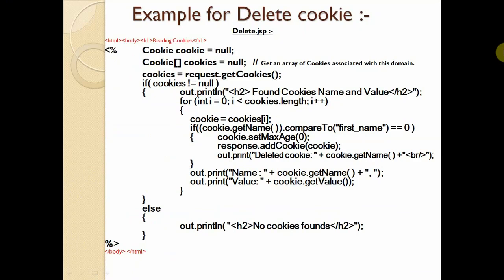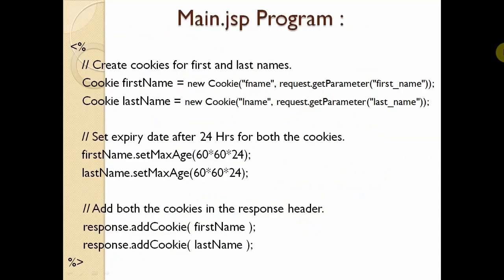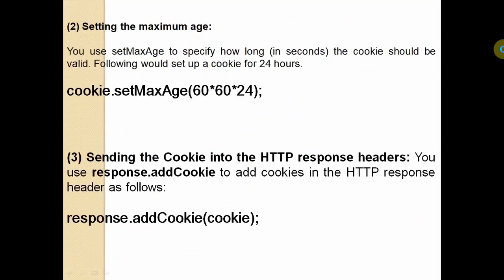Now see deleting cookies. So how will we delete the cookies? So you know how to set the age of a cookie. You have seen the program for how to set the age of cookies. So in this line we have set the age of the cookie as 24 hours. If we set the age of the cookie to 0, then it means automatically this cookie will be deleted.